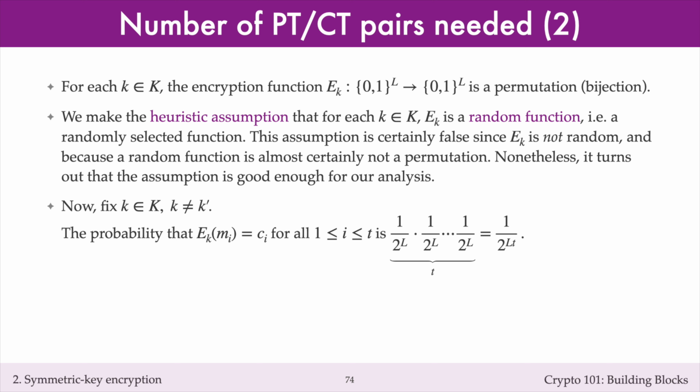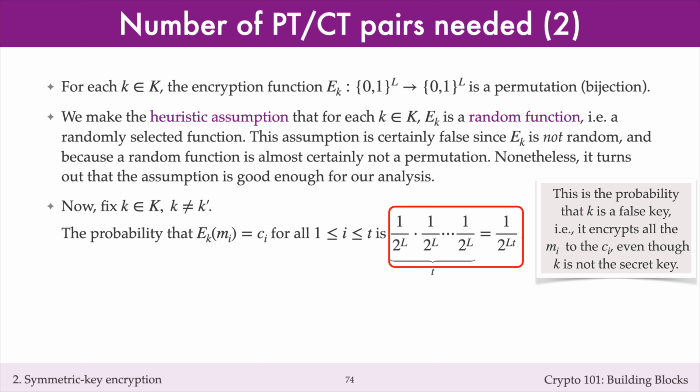Now, let's fix a key k in the key space, different from Alice and Bob's secret key k prime. Then, the probability that k encrypts each of the Mi's to the given Ci's for each i between 1 and t is given by this expression. The first probability, 1 over 2 to the L, is the probability that EK encrypts M1 to C1. This is because there are 2 to the L possible ciphertext blocks, and so the probability that EK encrypts M1 to the given C1 is 1 over 2 to the L.